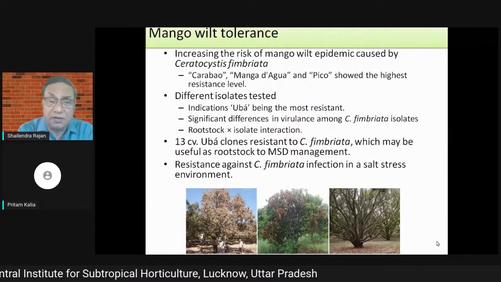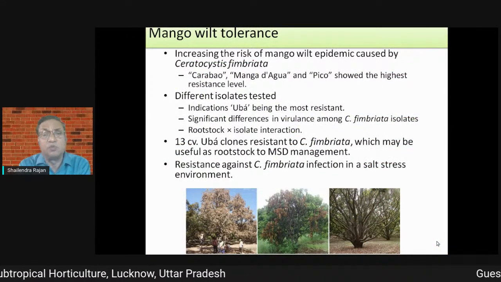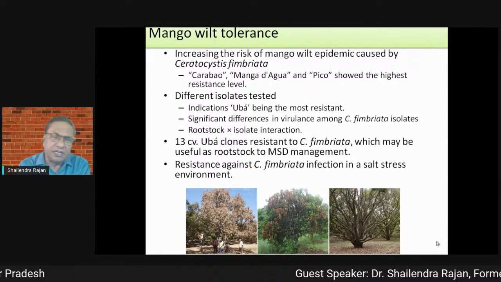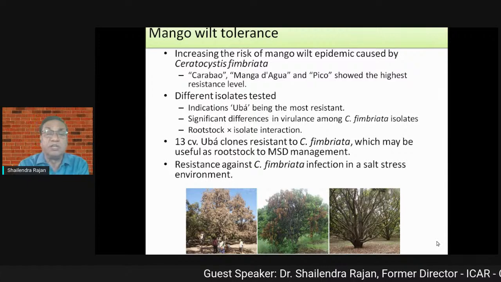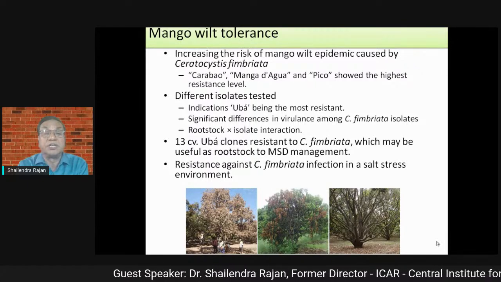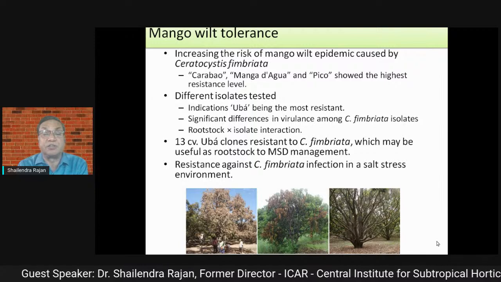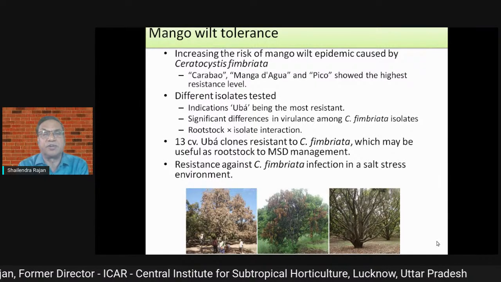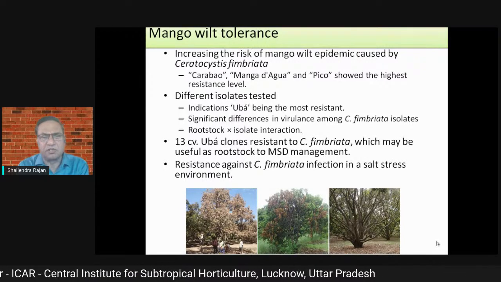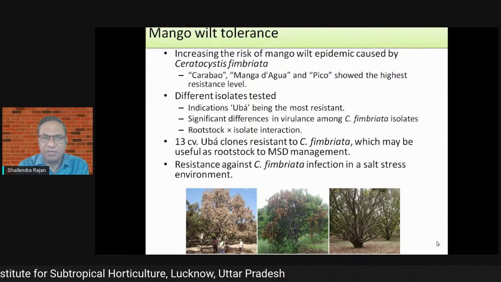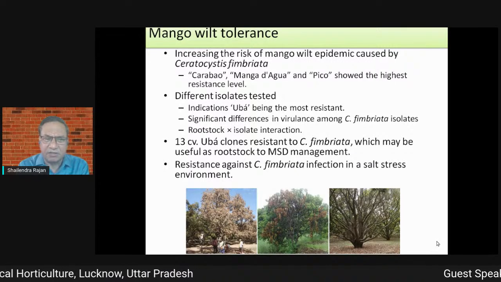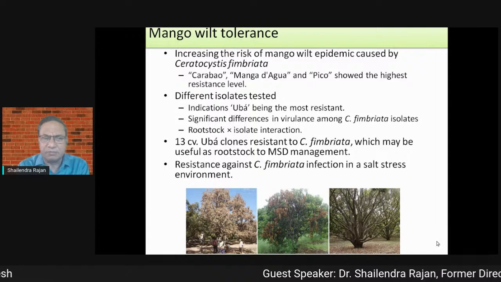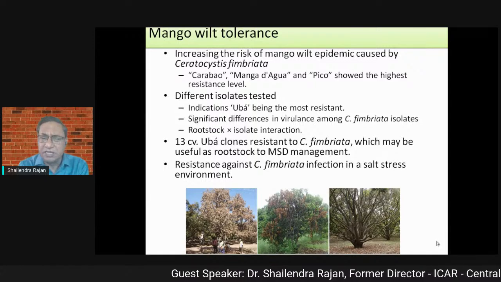Another important area to be flagged is mango wilt, and we are in search of mango wilt tolerance, because there are different strains of Ceratocystis fimbriata, which is the causal organism for this mango wilt. Mango wilt was not common in India, but it has come up. It was common in other parts of the world, in Pakistan, Oman, Thailand and other parts. Now it is in India also, creating a problem.